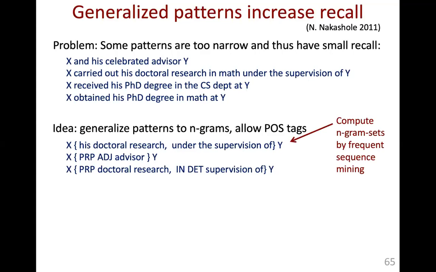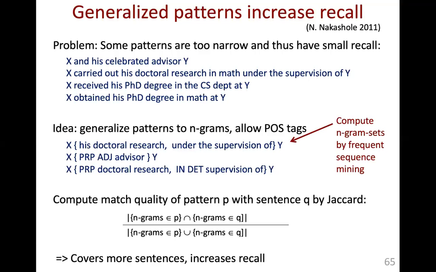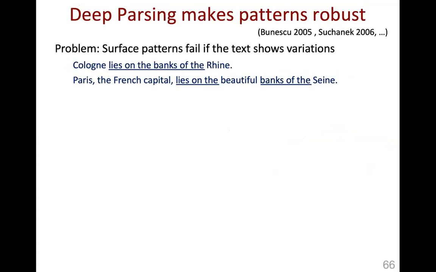Yeah, so compute n-gram sets by frequent sequence mining, and then after that you can compute some match of quality pattern with sentence Q by Jaccard similarity. In this way, you can cover much more sentences, and that will help you to increase your recall and makes your system work better. All these papers, by the way, you can find in Google Scholar, and then you can read these techniques in more detail.